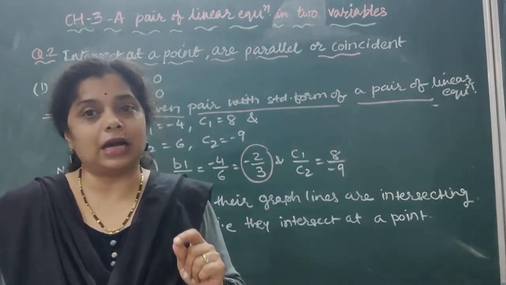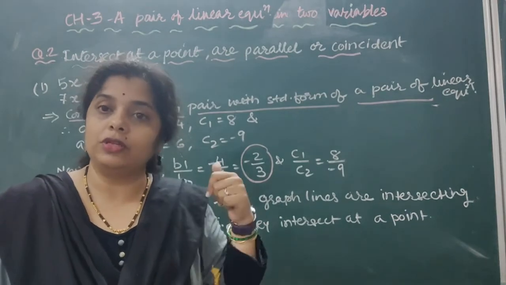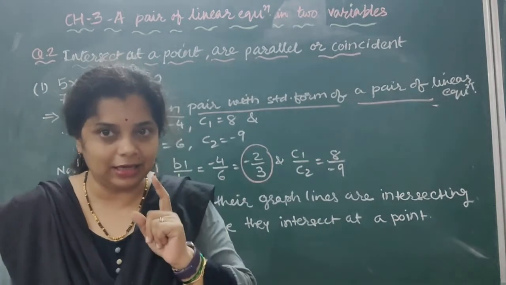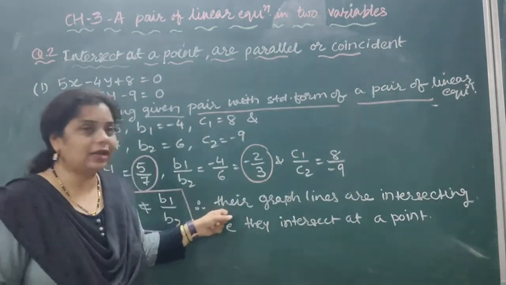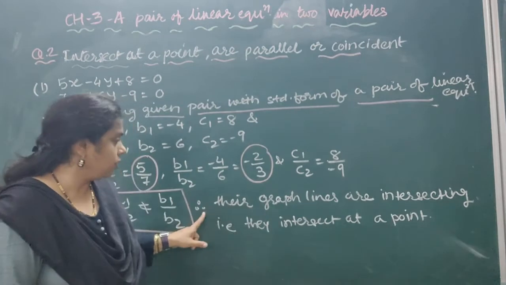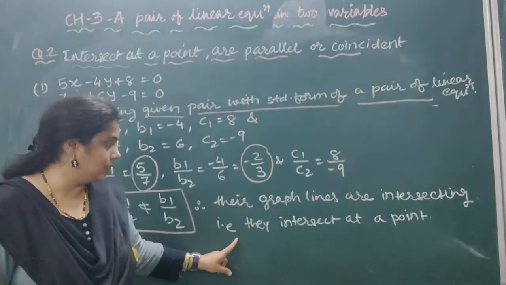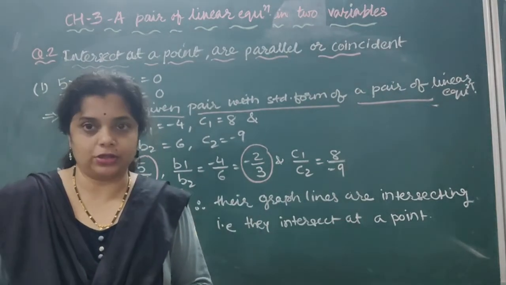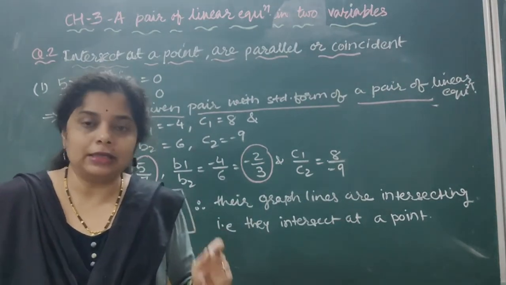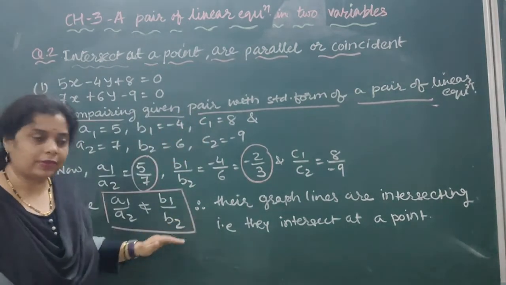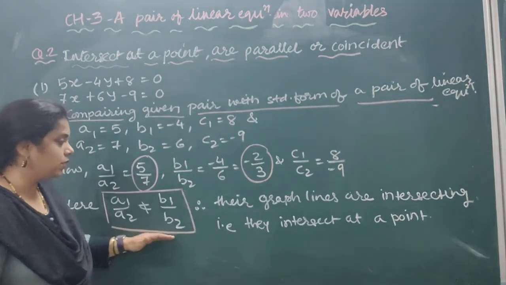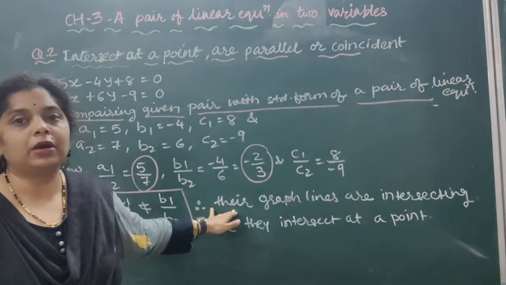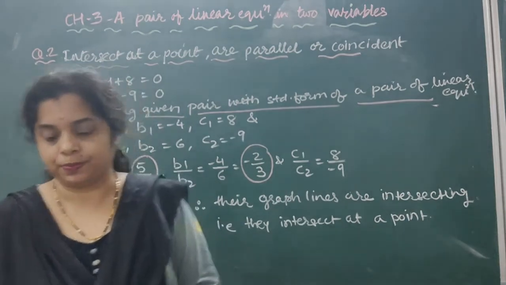It means if we draw the graph of this pair of linear equations, we will definitely get intersecting lines. So your last line is like this: therefore their graph lines are intersecting, that is, they intersect at a point. Is it clear? Like this we have to write down the steps, take out the ratios, and as per the condition we have to conclude our result. Okay. Now we will move to the next.